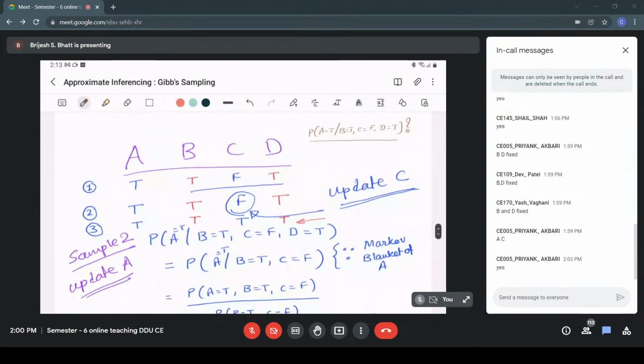So sample 2 was probability of A is equal to true given B is equal to true, C is equal to false, and D is equal to true. The same question which I have written here. And how do I calculate this? I make use of the Markov blanket of A. Let us see what is Markov blanket of A.